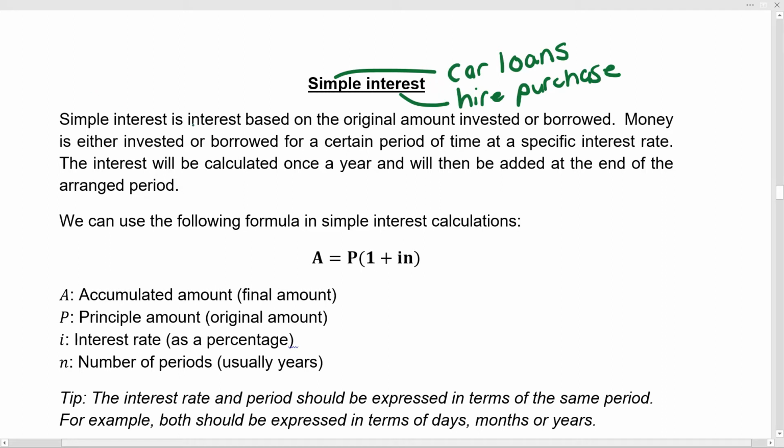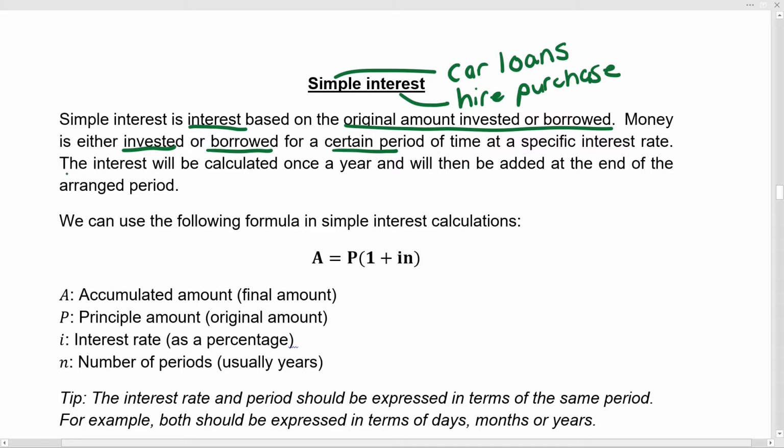Okay, so it is interest, extra money and a percentage, based on the original amount invested or borrowed. So you're always paying a percentage of the original price of that car. Money can be invested or borrowed for a certain time period at a specific interest rate. Okay, so you always hear about the basis points and interest rates changing. And so that goes up and down over time.